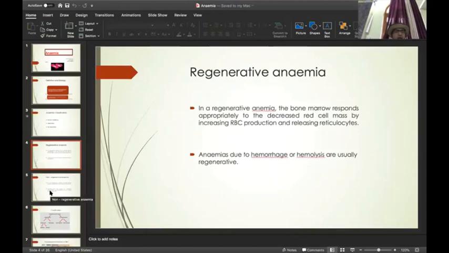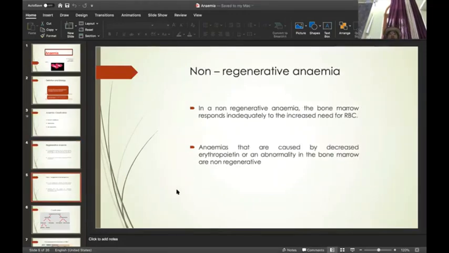So coming to the next slide, we come across the non-regenerative anemia, okay. We have already seen a regenerative anemia, in which the bone marrow responds to the decreasing number of RBC, but the just reverse of this is non-regenerative anemia. As the name indicates, non-regeneration means something is not going to respond. So in a non-regenerative anemia, the bone marrow responds inadequately. Initially, it will respond inadequately to the increased need for RBC. So if the requirement of RBC is more, the bone marrow is not going to supplement that amount of RBC.